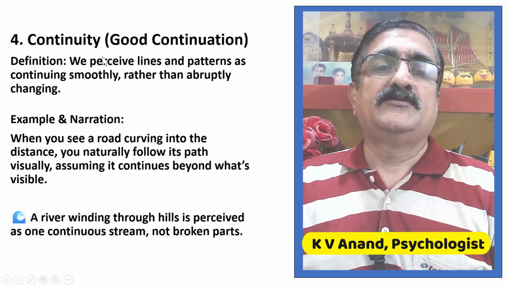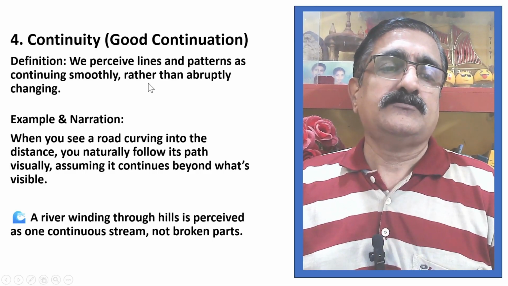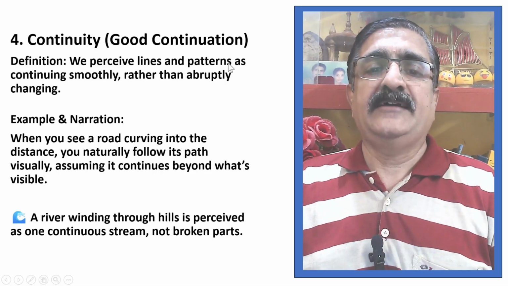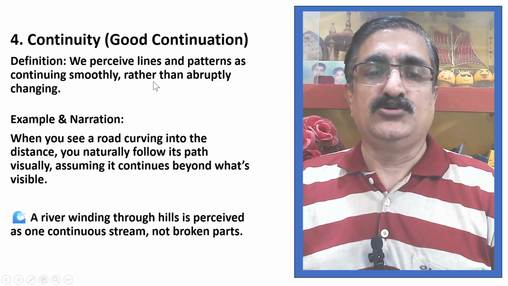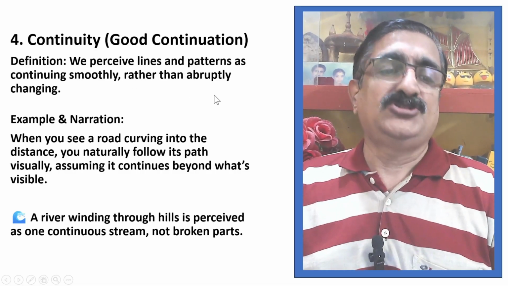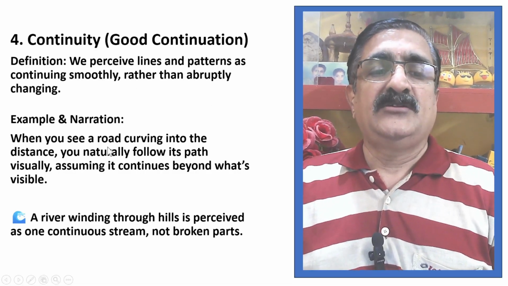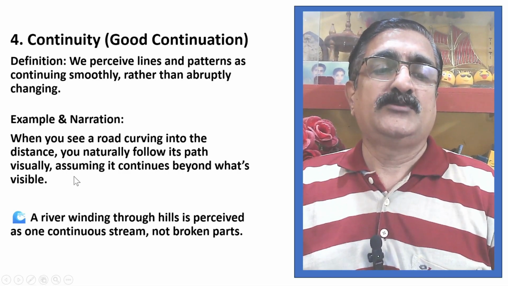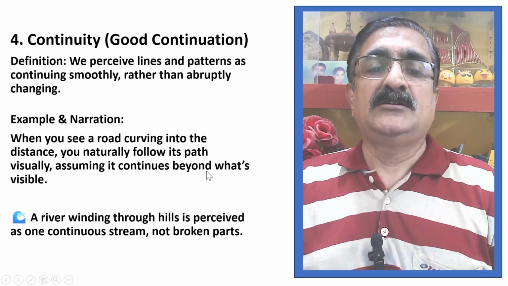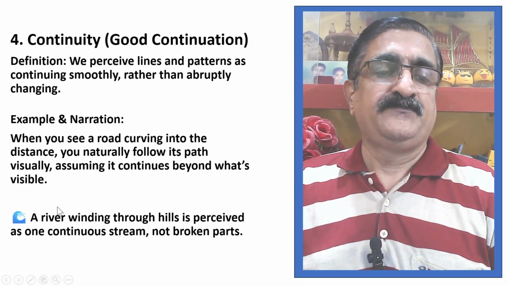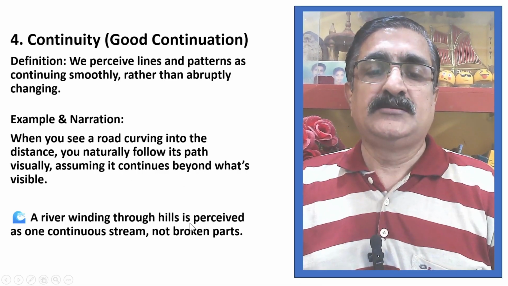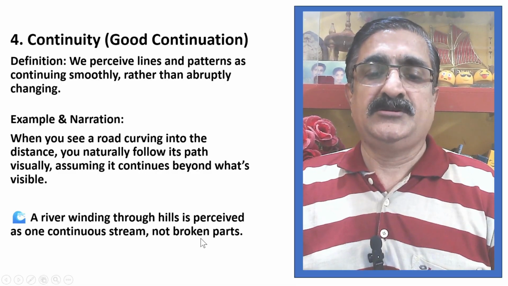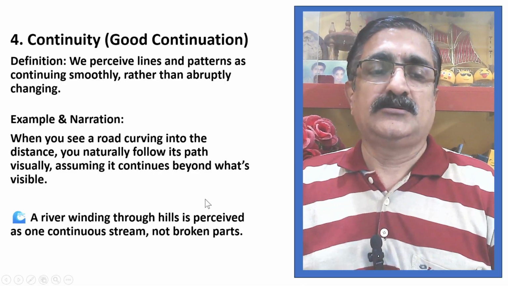The fourth principle is continuity. Definition: we perceive lines and patterns as continuing smoothly rather than abruptly changing. Example: when you see a road curving into the distance, you naturally follow its path visually, assuming it continues beyond what is visible. A river winding through hills is perceived as one continuous stream, not broken parts.